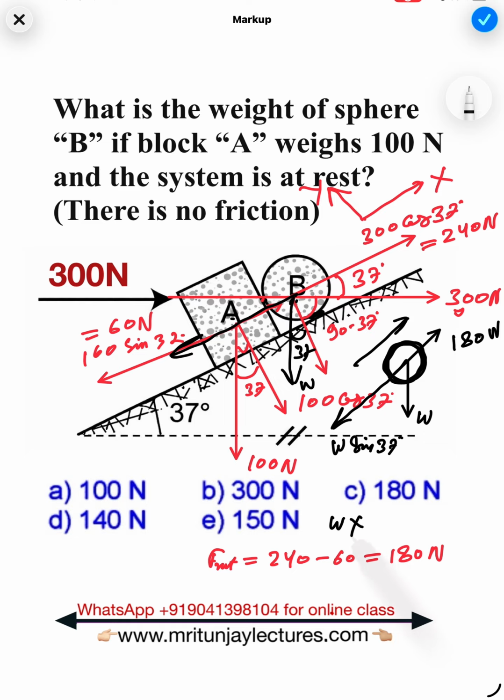Sin 37 is 0.6. This will be equal to 180 Newton. So W will be equal to 1800 divided by 6. Okay, so that is 300 Newton. So W will be equal to 300 Newton.